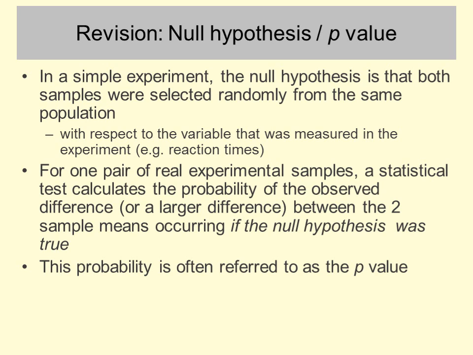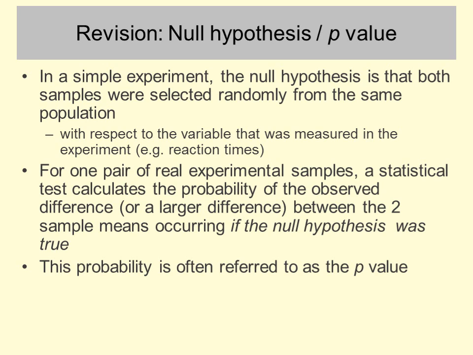So remember that in a simple experiment, your null hypothesis is just that both samples are samples from the same population, and by population we mean population of scores, not population of people. So for example, population of reaction times, and the assumption is of course that the samples were selected randomly from that same population.